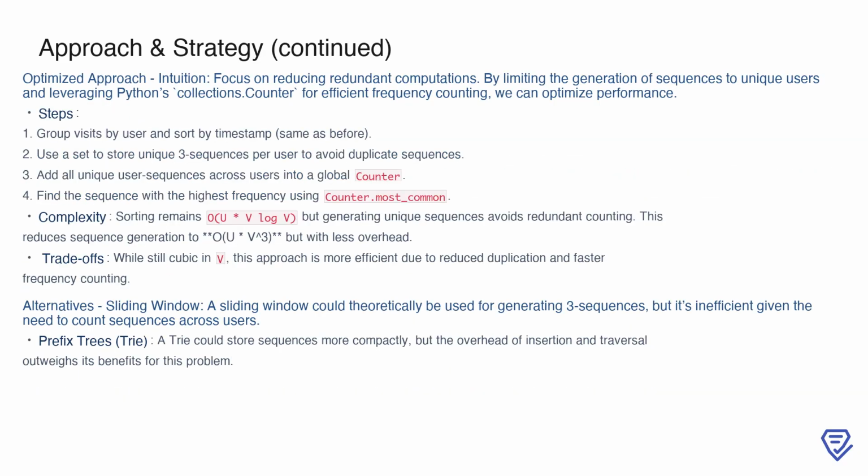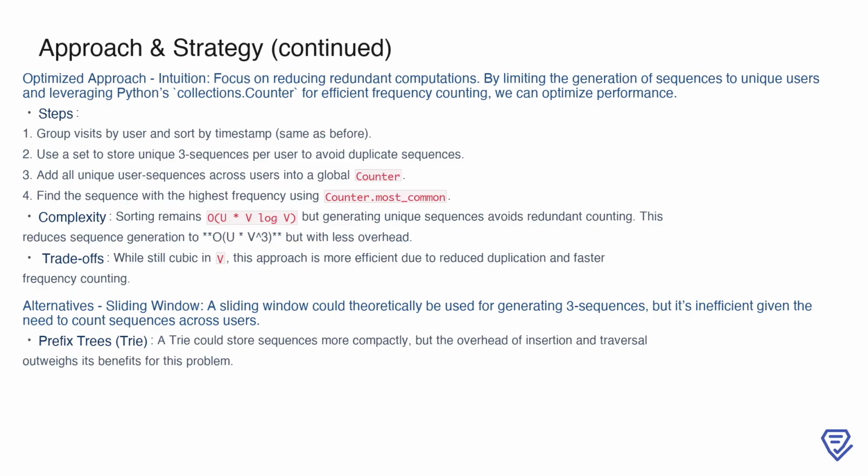An optimized approach addresses the inefficiencies of the brute force method by reducing redundant computations. Here, we focus on limiting sequence generation to unique users and use Python's collections Counter for efficient frequency counting. The steps are similar to the brute force method, starting with grouping visits by user and sorting them by timestamp. However, instead of generating all possible sequences, we use a set to store only unique 3 sequences per user. These unique sequences are then added to a global counter, which efficiently tallies their frequencies. To find the most frequent sequence, we use the counter's most_common method.